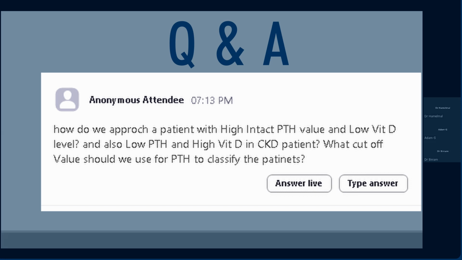What cutoff value should we use for PTH? I didn't mention this because it's not strictly put in the guideline, but 3 to 9 times the upper normal limit in dialysis patients, and generally more than 600 is indication for treatment. So to start vitamin D, active form of vitamin D, generally 700 to 800. To start treatment, go for 600, but there is no clear indication.